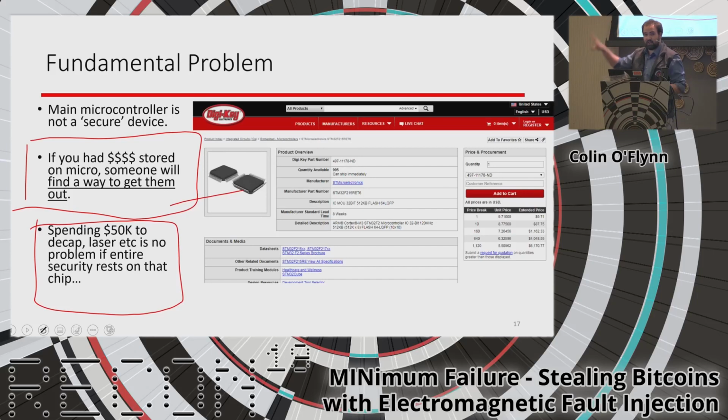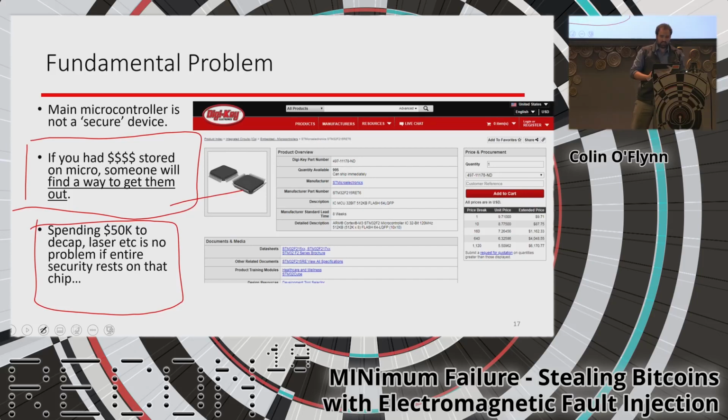So even if the stuff I'm talking about didn't work, it's important to realize that fundamentally there's some questions about if you're going to be storing a ton of money on a device, should it be a $9 microcontroller that everyone can buy and attack easily?